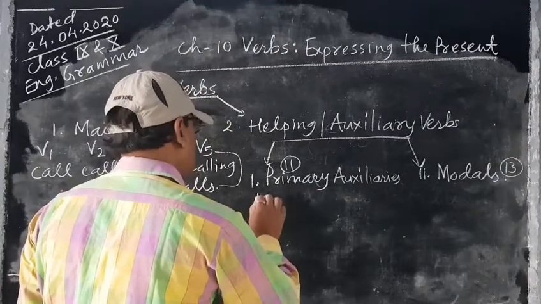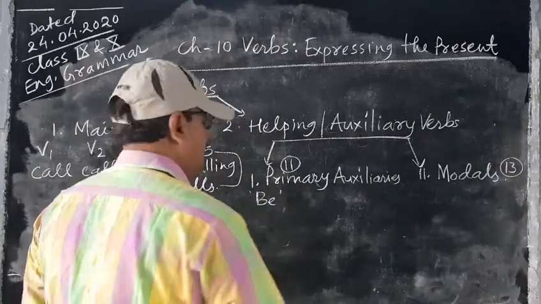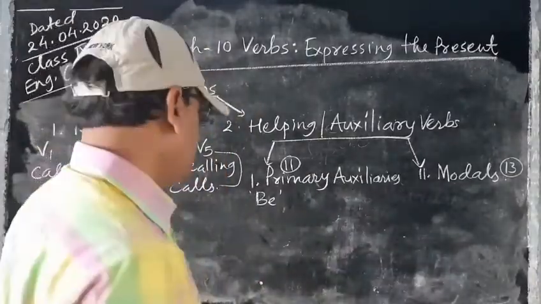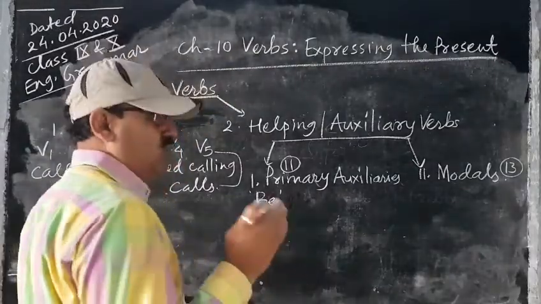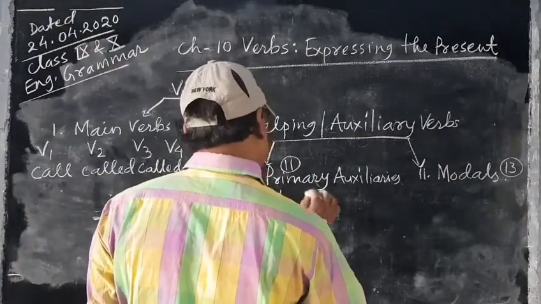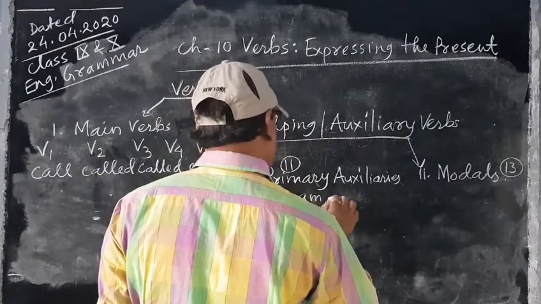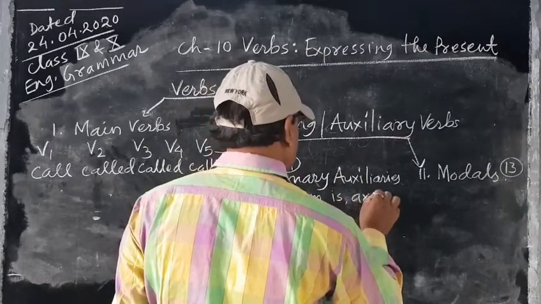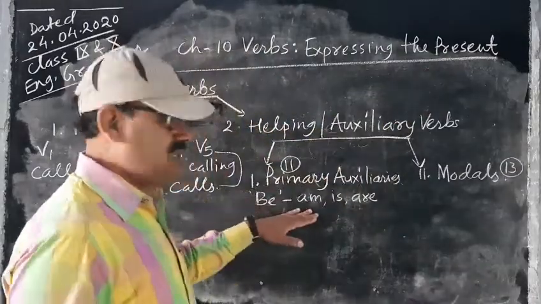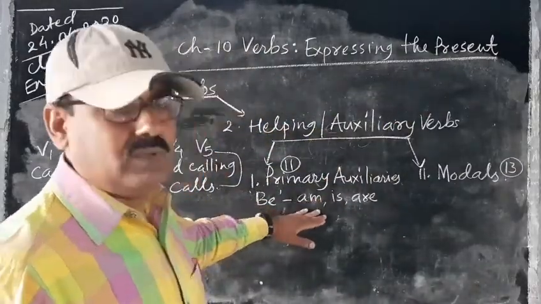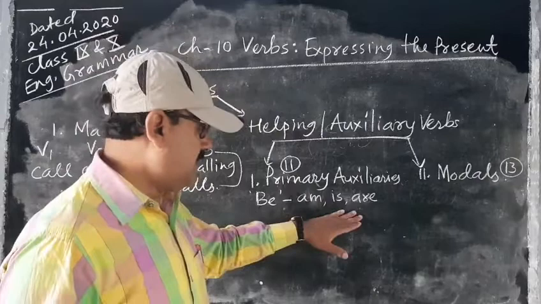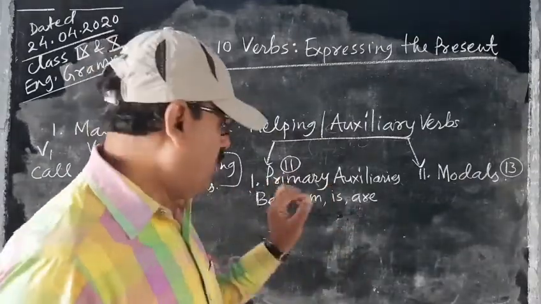In primary helping verb, to be, what this book starts with here, be. The forms of be are am, is, are in present and was, were in past. So verb be and its forms are am, is, are. Since we are studying the present, we are not discussing here the forms of past, that are was and were. So am, is, are means the form of be.